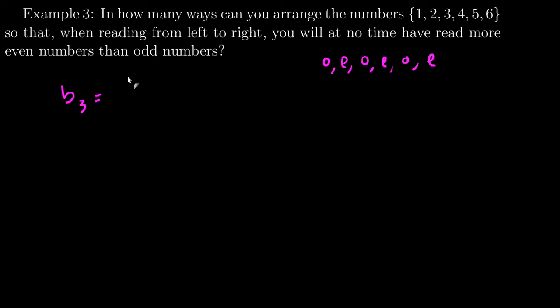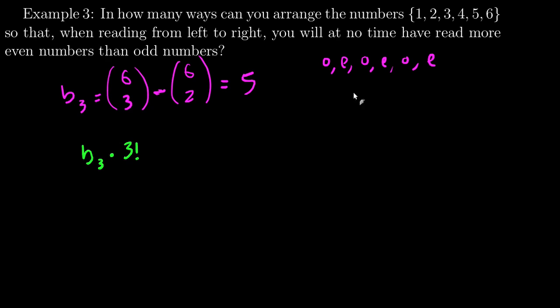And we just saw B3 is 2 times 3 choose 3, which is 6 choose 3, minus 6 choose 3 minus 1, 2. And we just calculated that that's going to be 5. But in this problem, there's one more issue. All of the odds are not the same. They're distinct. We have a 1, we have a 3, we have a 5. All the evens are not the same. They are distinct. And so I take this B3, and I need to multiply by the number of ways to arrange the 3 odd numbers, 3 factorial, and the number of ways to arrange the 3 even numbers, 3 factorial.